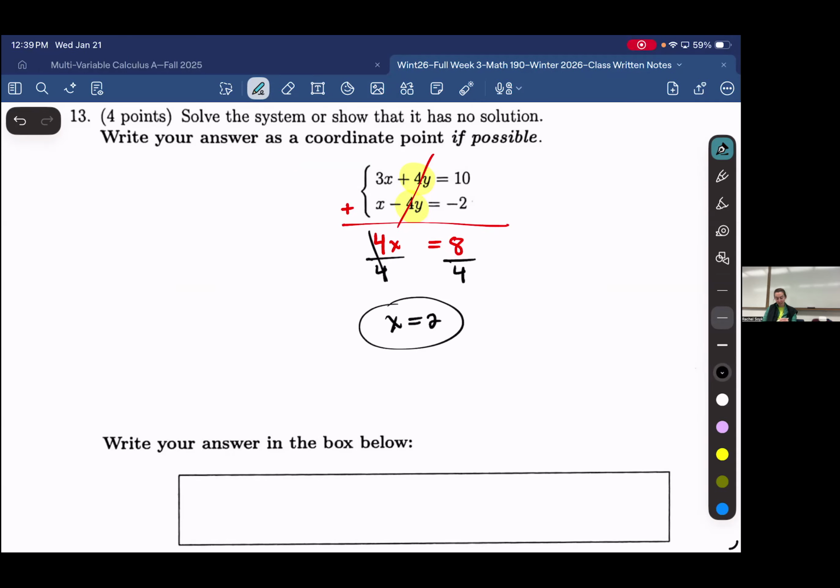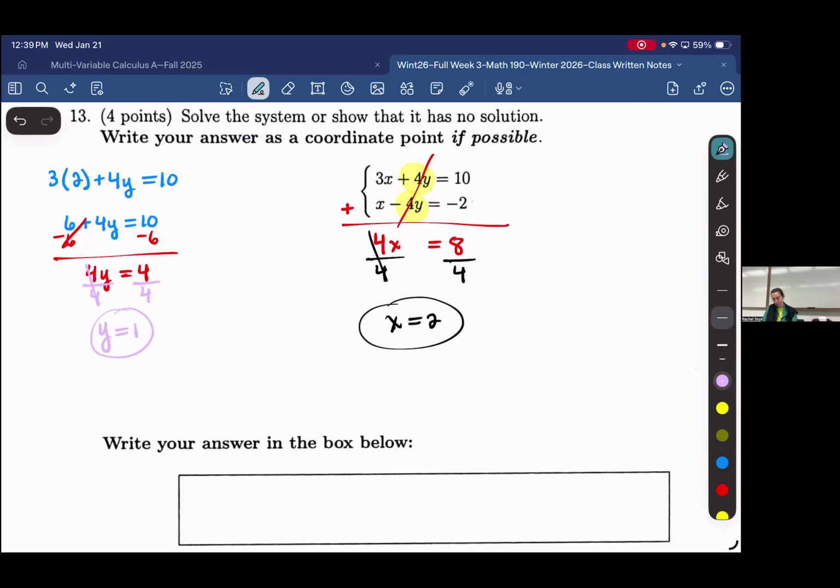And now we can plug this into either of the equations to solve for our y. I'll just use the top one. So 3 times 2 plus 4y equals 10. 6 plus 4y equals 10. 10 minus 6 gives you 4. And then 4 divided by 4 gives you 1. So your y is equal to 1. So in coordinate point form, we get our solution to be (2, 1).